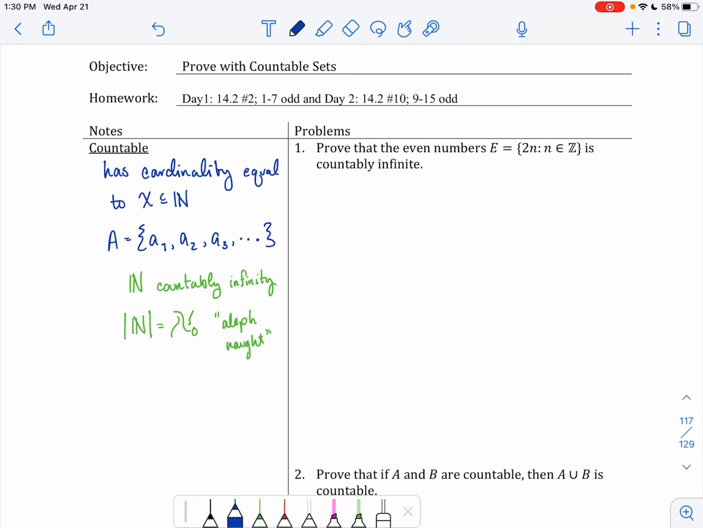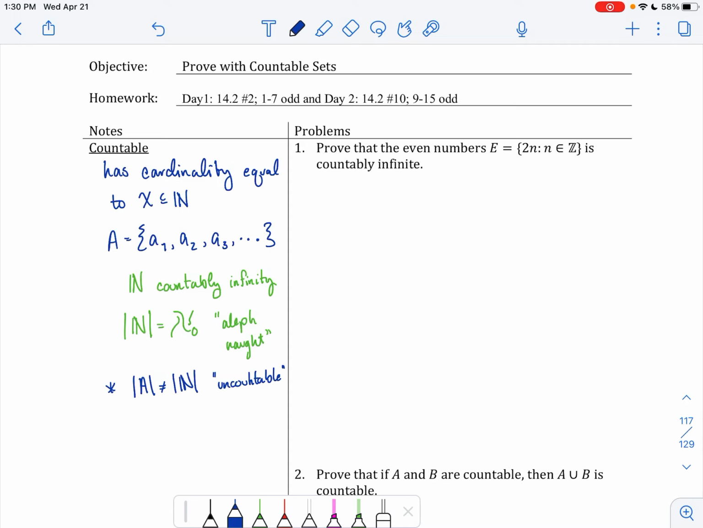Sets that are, so as I said, all finite sets are countable. One thing to note is that if a set is infinite and its cardinality is not equal to the natural numbers, we call that uncountable. So, a lot of the things you're going to be doing is proving that things are or are not countable.